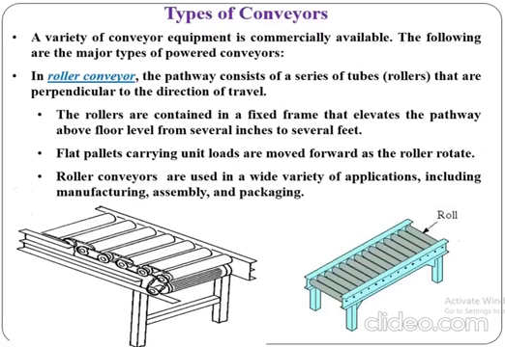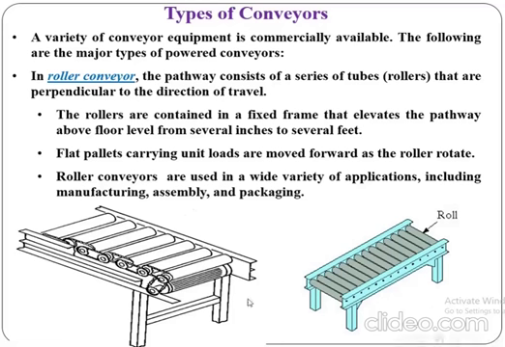Then types of conveyors. A variety of conveyor equipment is commercially available. The following are the major types of powered conveyors. First one is roller conveyor. The pathway consists of a series of tubes or rollers that are perpendicular to the direction of travel. The rollers are contained in a fixed frame that elevates the pathway above the floor level from several inches to several feet. The flat pallets carrying unit load are moved forward as the rollers rotate. Roller conveyors are used in a wide variety of applications, including manufacturing, assembly, and packaging.